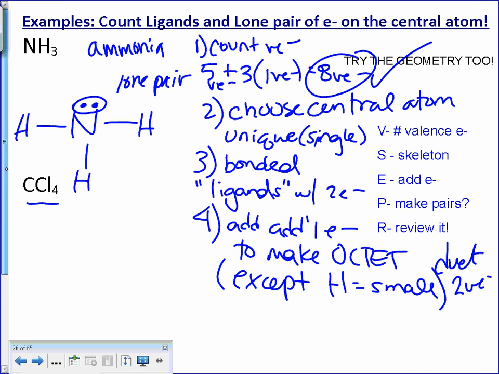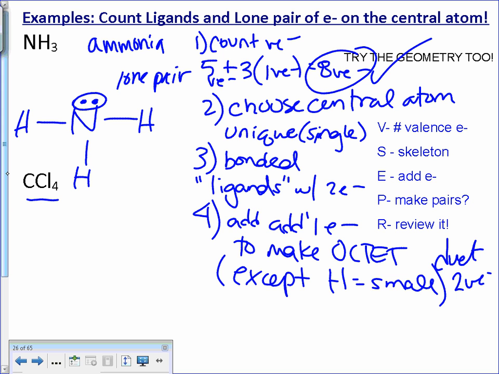First step was what? Count valence electrons. Count them up, people. How many does carbon deliver? You're looking at its group number. You're saying, okay, carbon has 4 valence electrons. There are 4 chlorines, each carrying 7, because it's in group 7. You're just looking at the group number. So what's 4 times 7? 28. Plus 4? 32. 32 valence electrons. Wow. This one's going to be a little bit bigger.